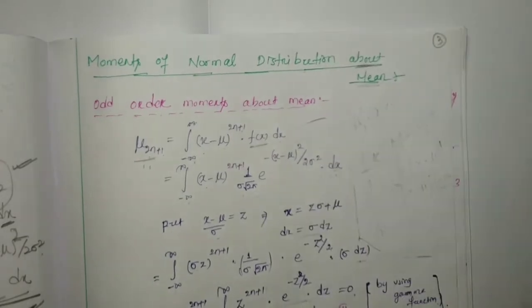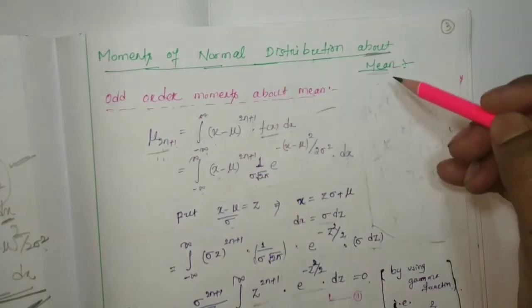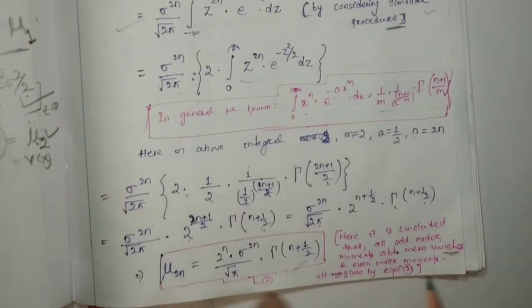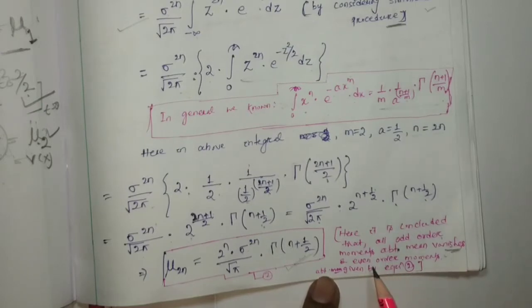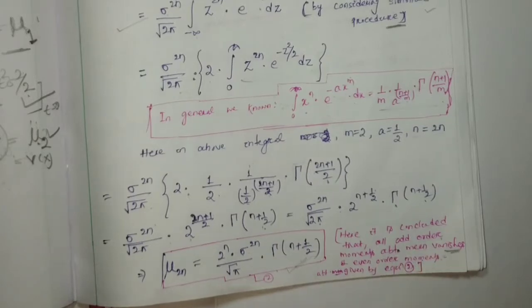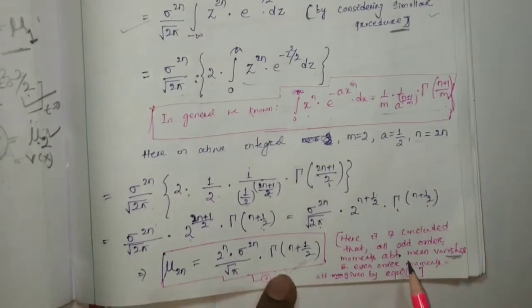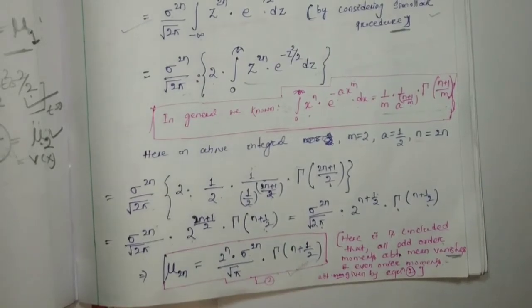Then in our last class, we discussed in detail the moments of normal distribution about the mean, and we found that all odd order moments about the mean vanish. However, even order moments are nothing but this one.